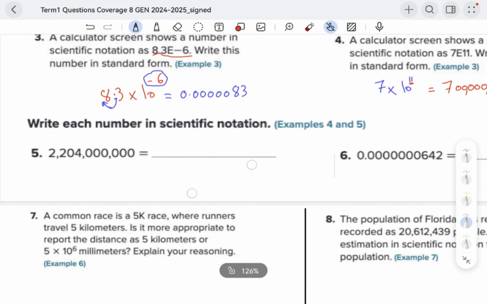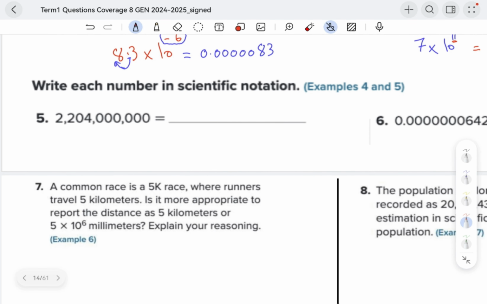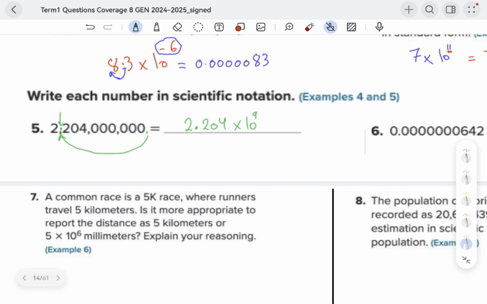Okay, now rewrite using the scientific notation. Remember that in the scientific notation, we should have only 1 digit in the whole part and non-zero digit in the whole part. And the rest, it will be in the decimal part. So we're going to move the decimal point from here to here. We're going to move it 1, 2, 3, 4, 5, 6, 7, 8, 9 steps to the left. So it will be 2.204 times 10 to the power of 9.